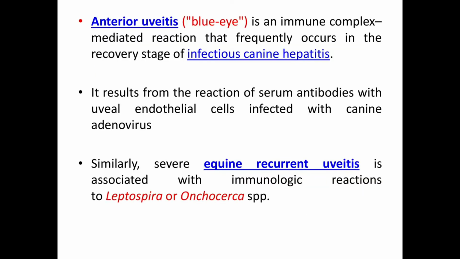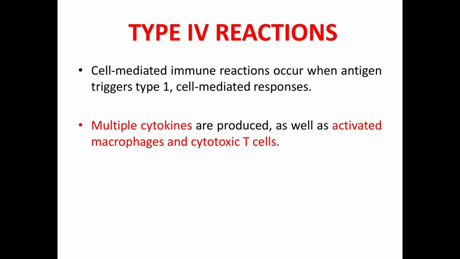Anterior uveitis or blue eye is an immune complex mediated reaction that frequently occurs in the recovery stage of infectious canine hepatitis. So the recovery stage of infectious canine hepatitis has an immune complex reaction that leads to a type 3 reaction called anterior uveitis or blue eye. It results from the reaction of serum antibodies with uveal endothelial cells infected with canine adenovirus causing ICH. And similarly, severe equine recurrent uveitis is associated with immunologic reactions to Leptospira or Onchocerca. So that's all about type 3.